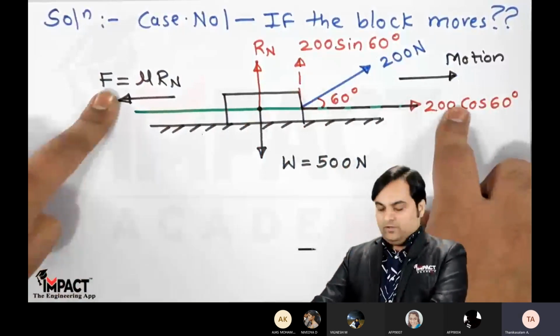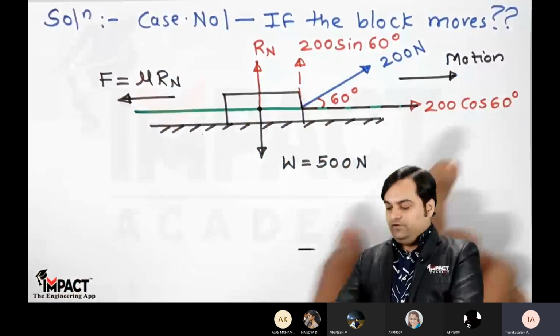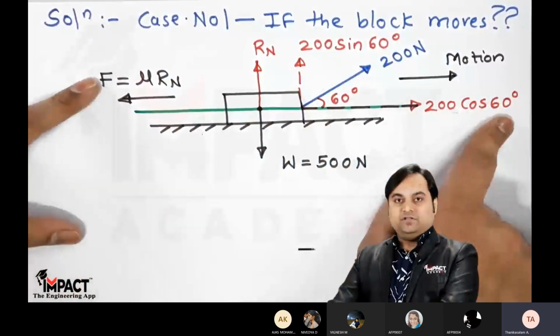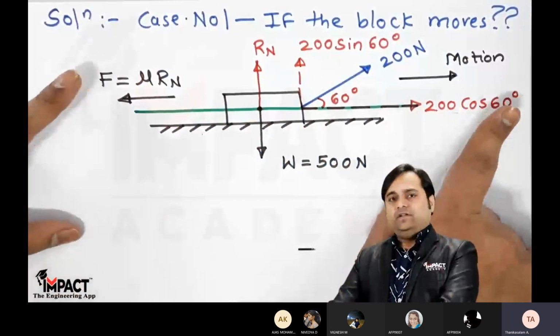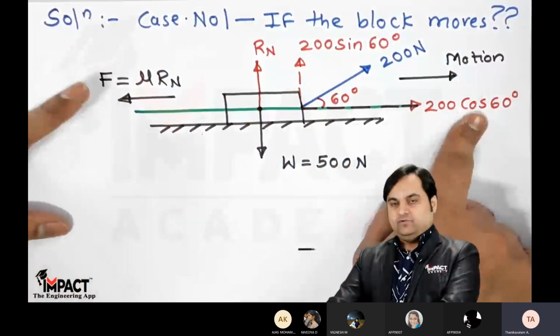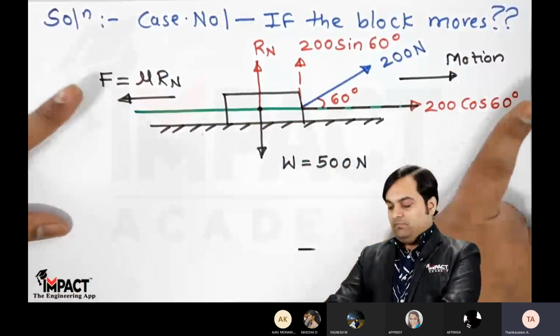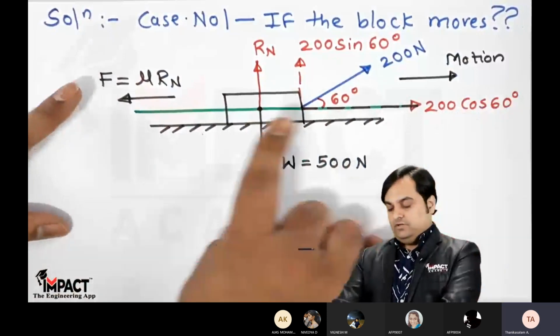So whether the block is going to move or not, we have to compare these two forces, that is, the friction force and the value of 200 cos 60, which is causing the motion. If, for example, 200 cos 60 is greater than the friction force, the block is going to slide towards the right side. But if the value is less than the friction force, then the body will remain stable.